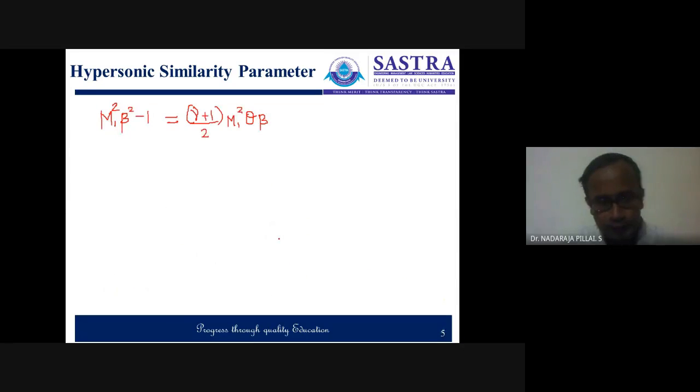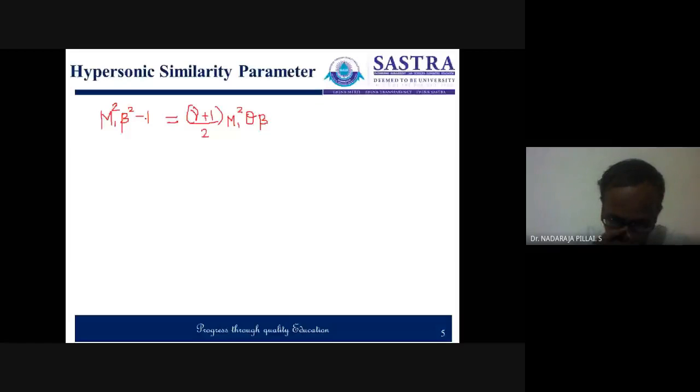Now this equation seems to be a kind of quadratic equation, right? So can we write something like this? We can rearrange this equation.